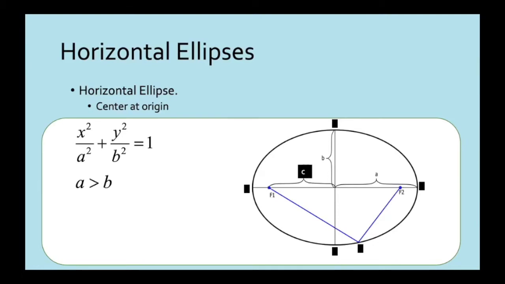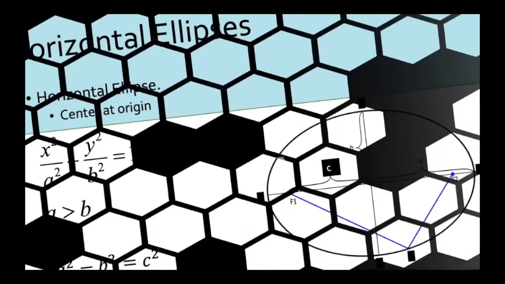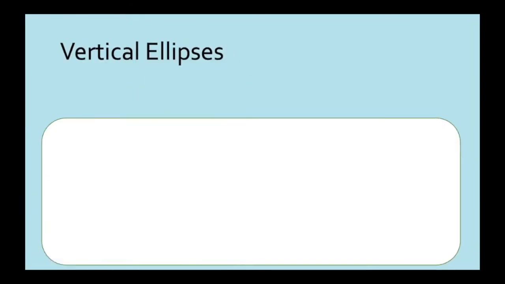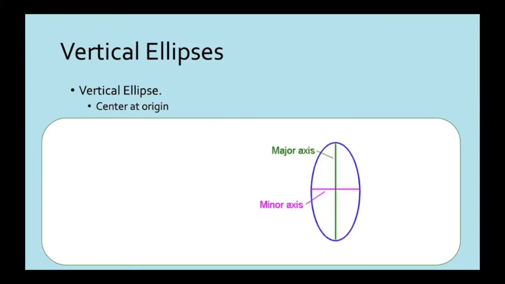And to find that C value or those foci, here is the equation. This looks very similar to the Pythagorean theorem. We just have a negative in the middle. The next kind of ellipse is a vertical ellipse. Again, we're going to have our center at the origin. This vertical ellipse is going to be upright with the major axis being up. This is going to be on the y-axis because, again, this is at 0, 0 at the origin.